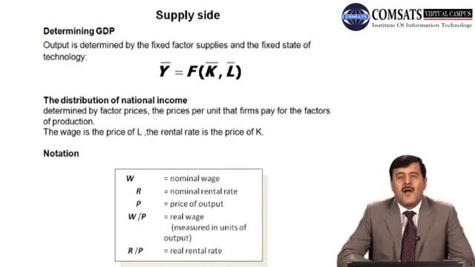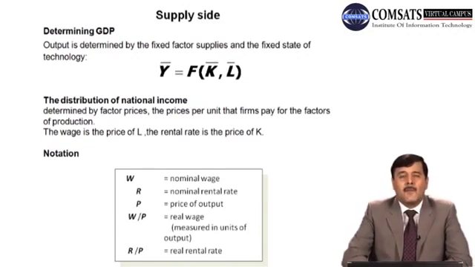जैसा कि मैंने बताया तो यहाँ पे हम distribution of national income की भी बात करेंगे. So how is the income distributed? So determined income is distributed among different factors of production which are used in the production process, and this distribution is determined by factor pricing, the price per unit that firms pay for the factors of production. As we know that the wage is the price of labor and the rental rate is the price of capital.